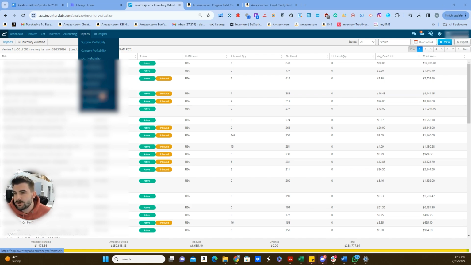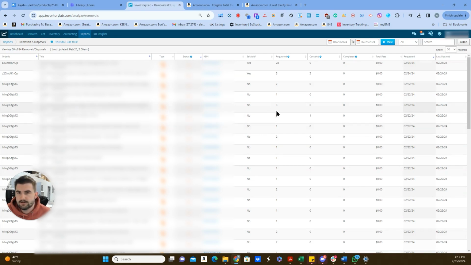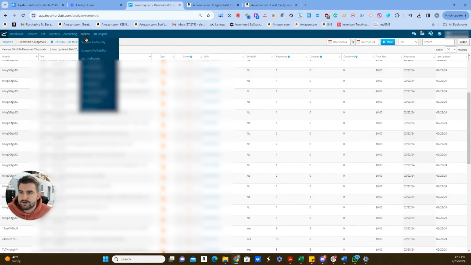So another thing I want to go over, we went over inventory valuation, removals and disposals. Another good metric to understand. We had a removal order of 28 units for this product. Just updating you on what's going on with removal orders. And then you can also reference the reimbursements tab as well.